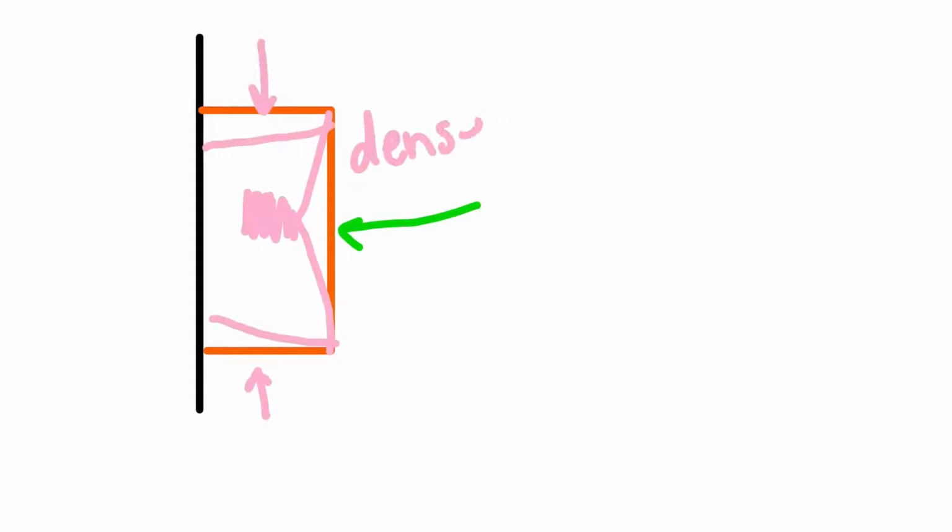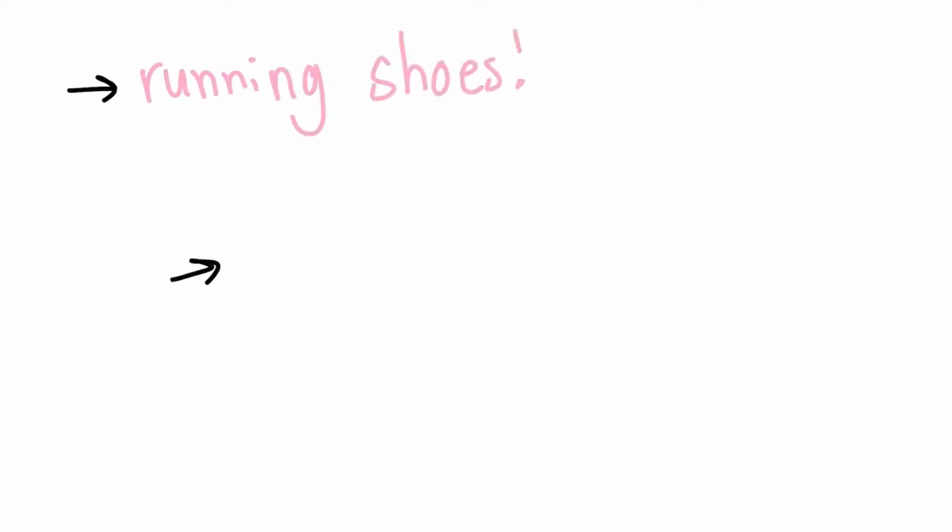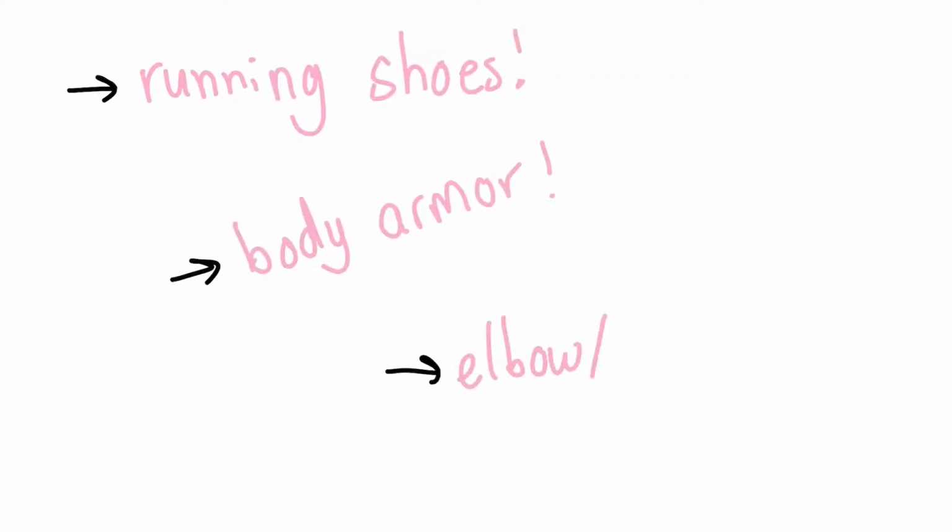If something pushes into the material in one direction, the other axis will contract, moving more mass to the area of impact. This makes the material denser and therefore more resistant to deformation from the impact. Everything from running shoes to body armor to elbow and knee pads can take advantage of this.